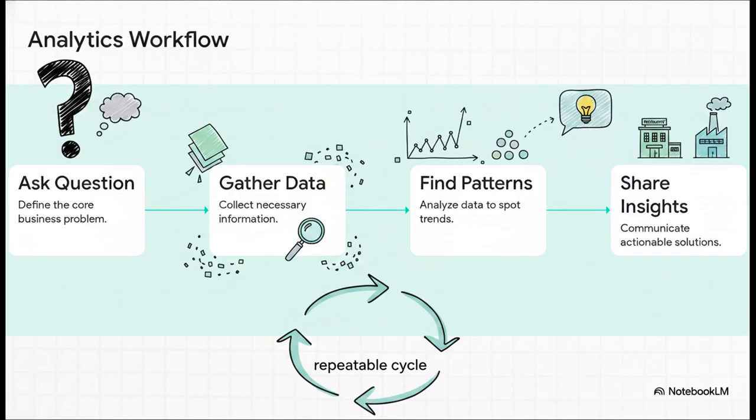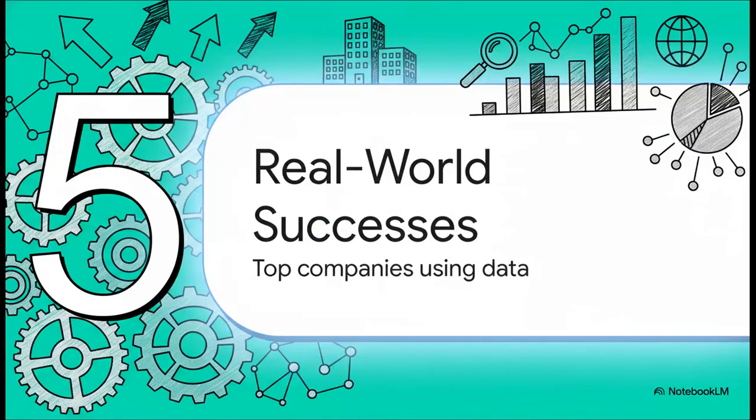Step 3, find patterns. You dig in and realize, oh, families stop coming in after 7 p.m. Step 4, share the insights. You go to the owner and say, hey, let's offer a kids eat free special from 5 to 7 p.m. to boost our early dinner crowd. It's such a logical cycle, and the beautiful thing is it works just as well for a local shop as it does for a multi-billion-dollar corporation. Which brings us perfectly to Section 5, Real-World Success Stories, How Top Companies Use Data.